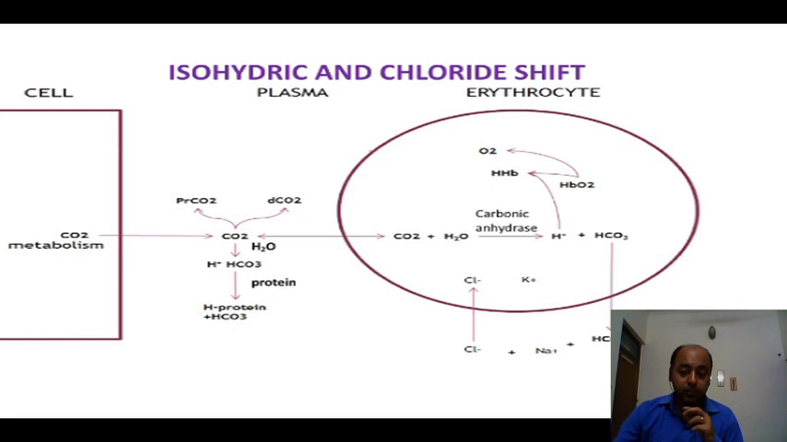The H plus which is formed combines with hemoglobin, the oxygenated hemoglobin, and forms H hemoglobin, which results in the release of oxygen. This protonated hemoglobin is able to attach more of CO2. It is able to bind more of CO2.